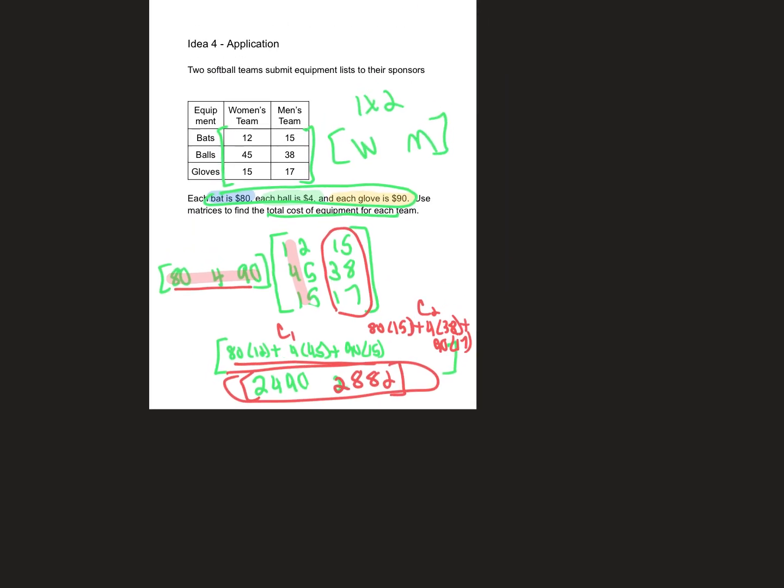So the thing is, if you have a 1 by 3 and a 3 by 2, you have to make sure you're multiplying in the correct order. Otherwise, the dimensions will not match. So the order with multiplication and matrices does matter, how you do it.